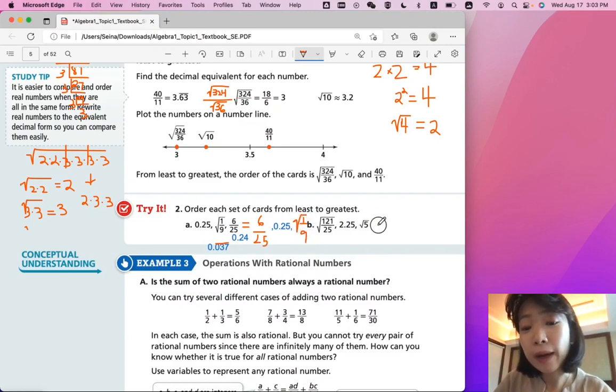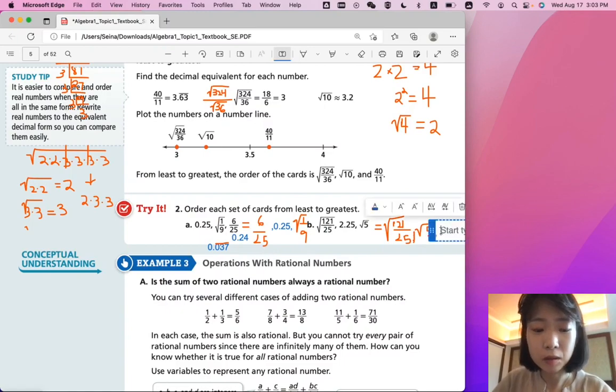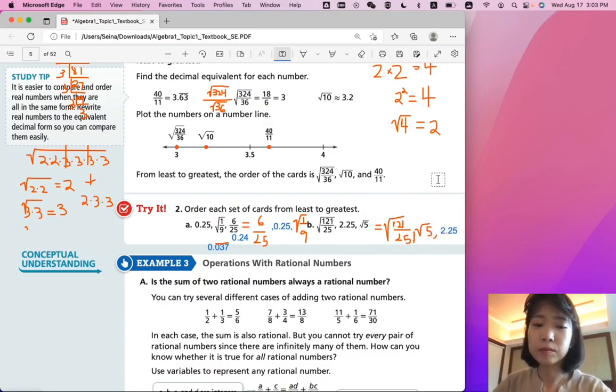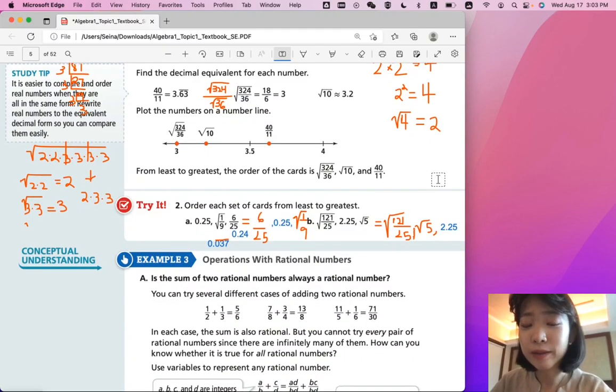Okay, in the same way, for part B, you should get the square root of 121 over 25. And 0, and then the square root of 5. And then you should get 2.25. Okay, check your answers to see if you got all of them correctly.